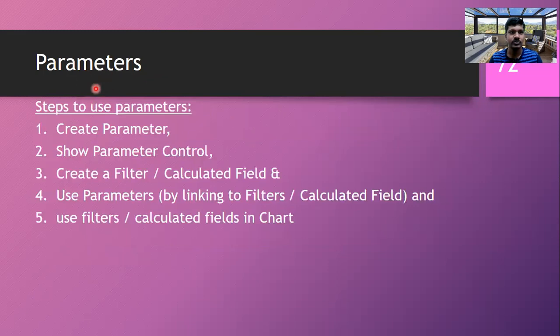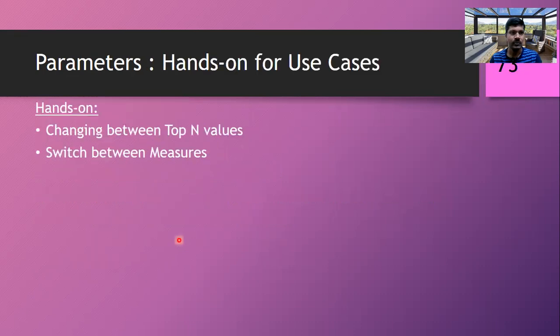So what are the steps to create and use parameters? These are the 5 steps. First is to create the parameter, and second is to show the parameter control. Third is to create a filter or calculated field, and fourth is to use these parameters by linking them to the filters or calculated field. And finally, the fifth step is to use the filters or calculated field in the chart. Now let's do the hands-on for creating these two visualizations, for changing top end values and switching between measures.